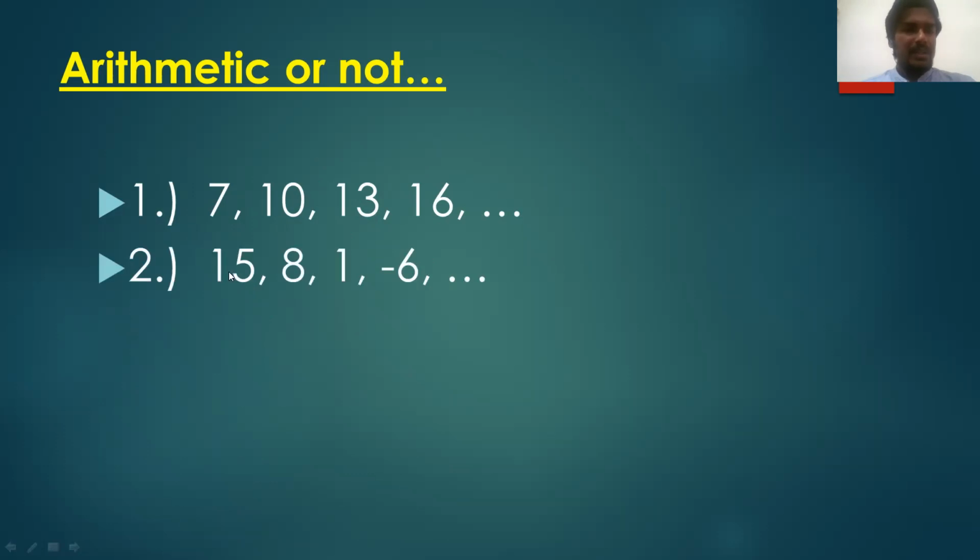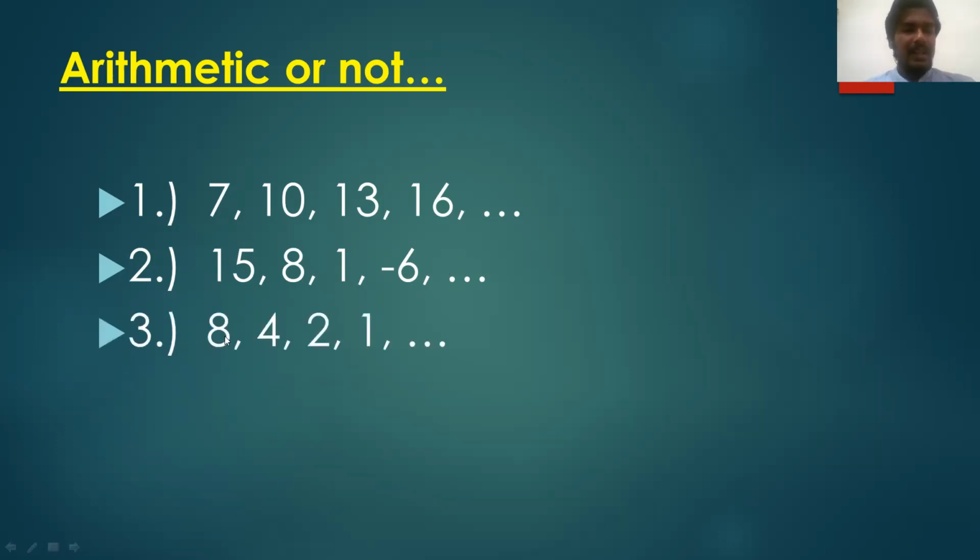The second example is 15, 8, 1, minus 6. The difference between the first term and the second term is minus 7. The second term, third term difference is also minus 7, and the difference between the third term and fourth term is also minus 7. So it is an arithmetic series.